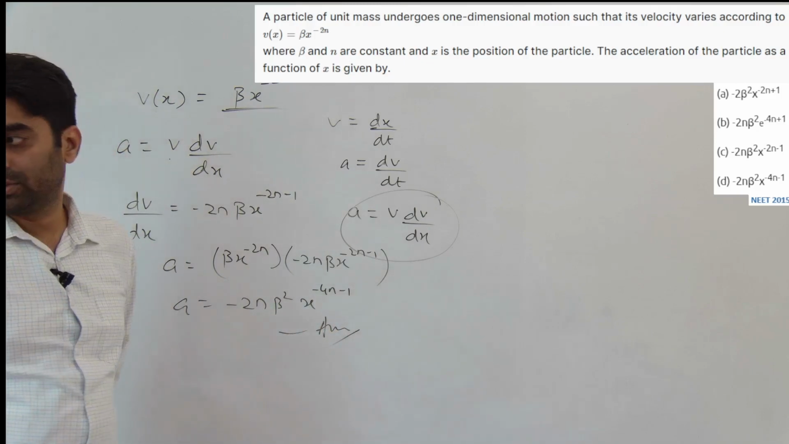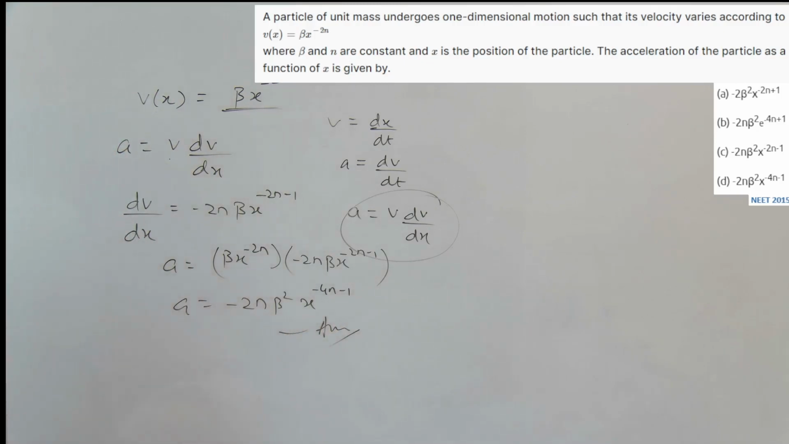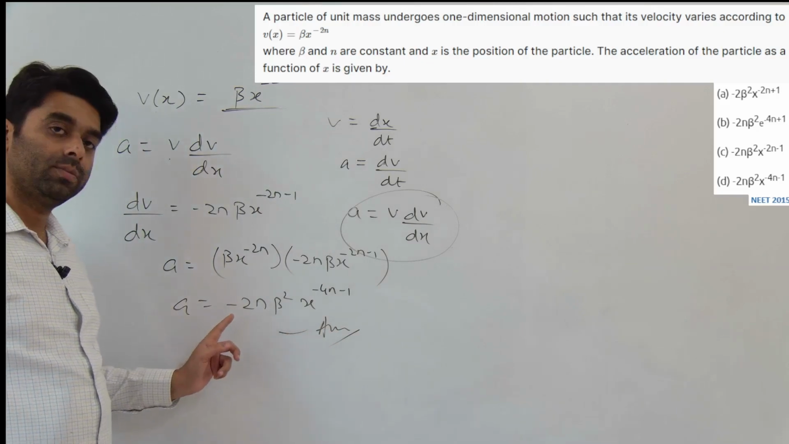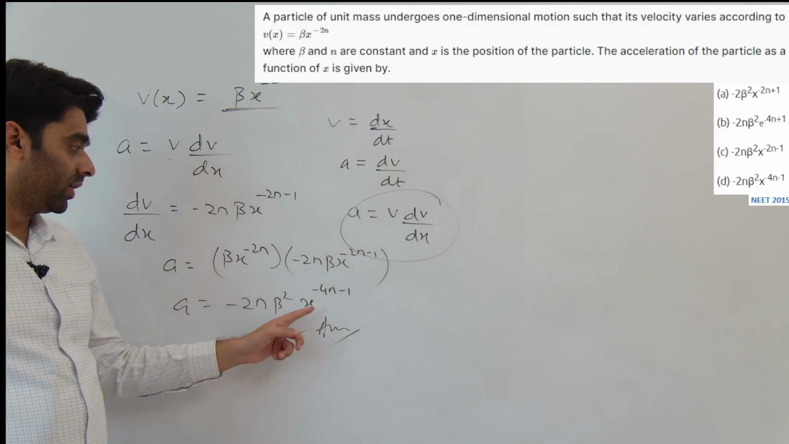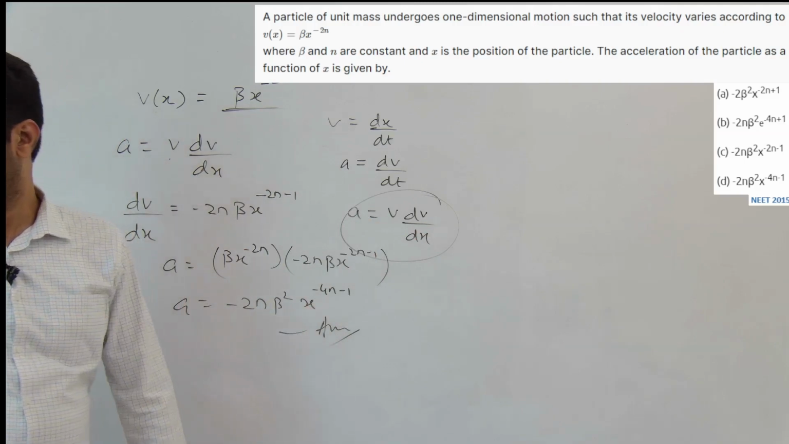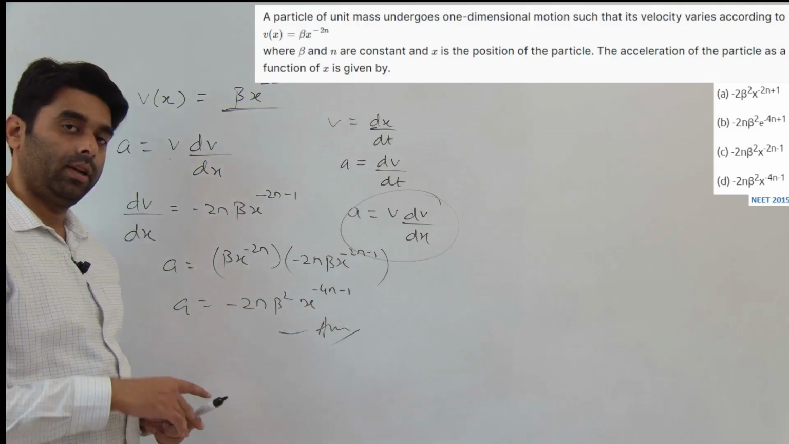Now check the options. Which option is this? No, option number 4, acceleration is minus 2an. Option number 4, that is minus 2n beta square x power minus 4n minus 1. This is our answer. Let's look at the next question.